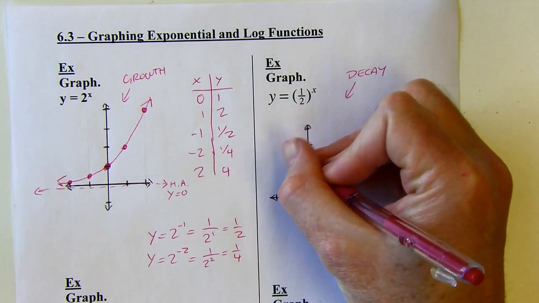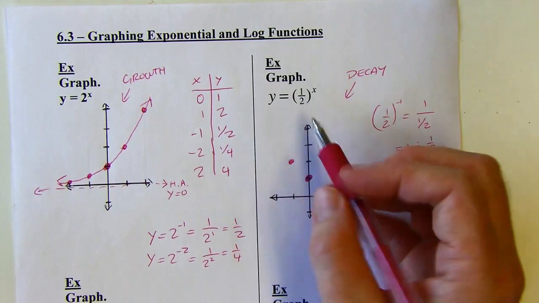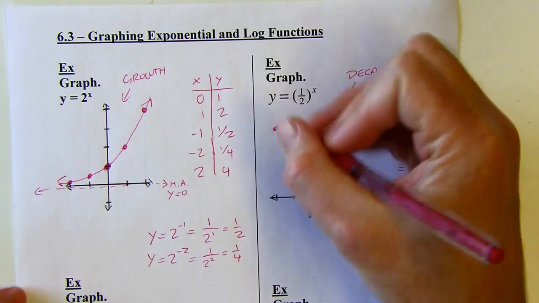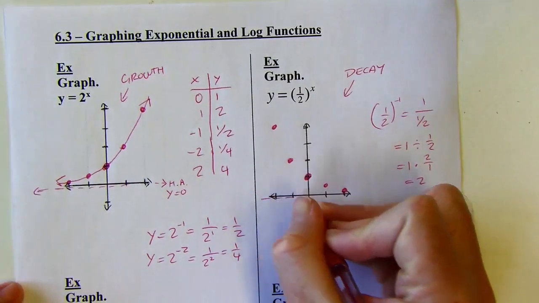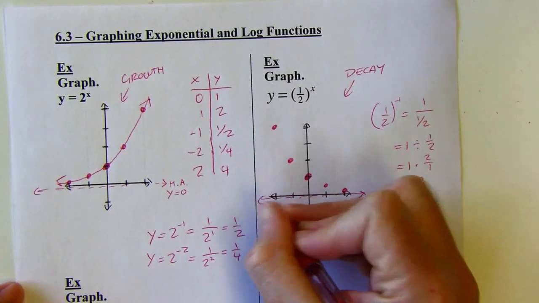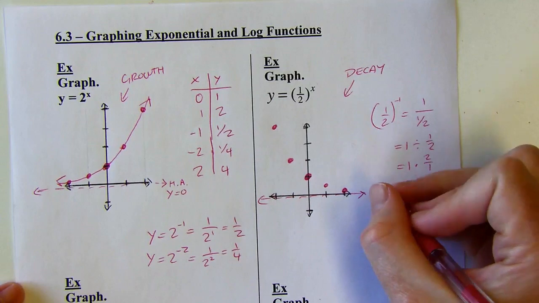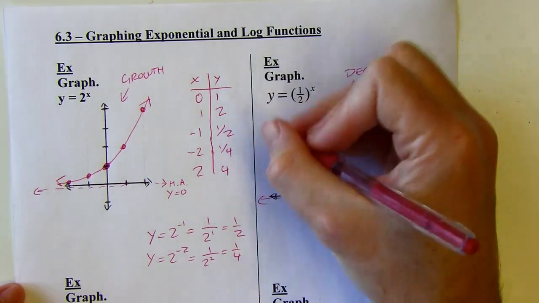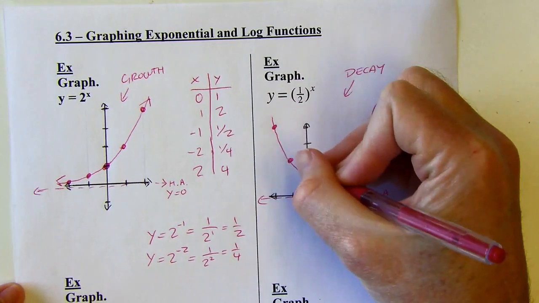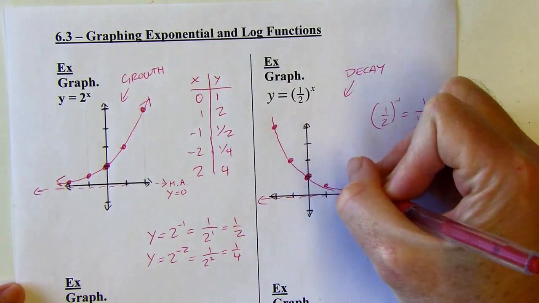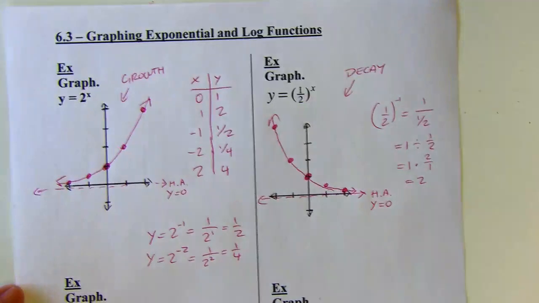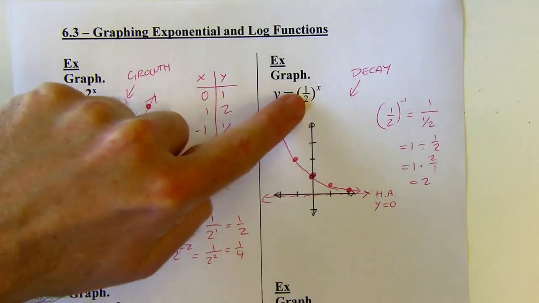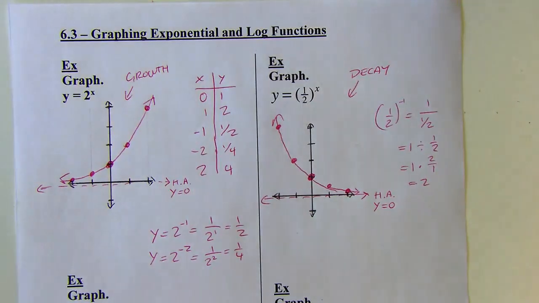And I can do the same kind of calculation. If I plug in a -2 here, I'm going to end up with 4. So this is still going to have a horizontal asymptote at the x-axis, at y equals 0, but it's just going to be a downhill line. So anytime you get a base more than 1, it's growth. If you have a base less than 1, it's going to be decay.